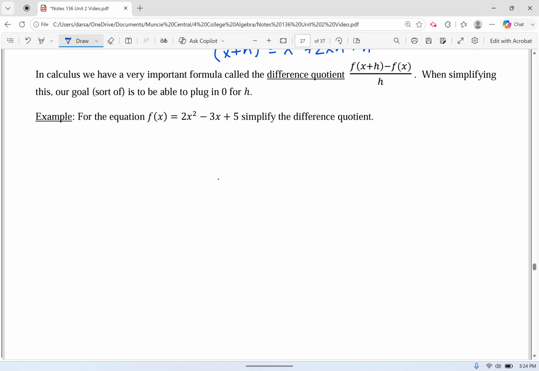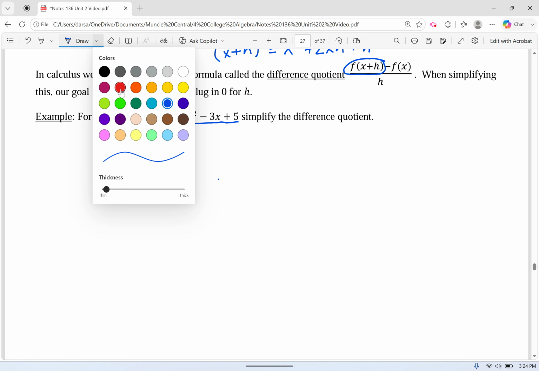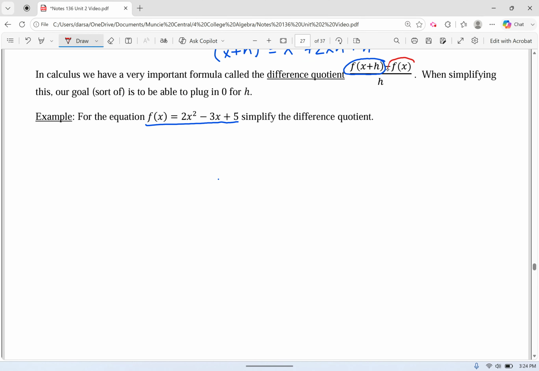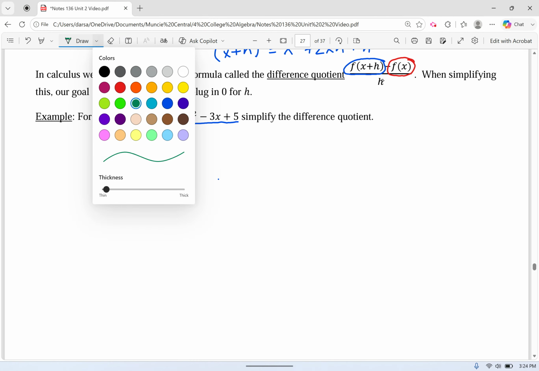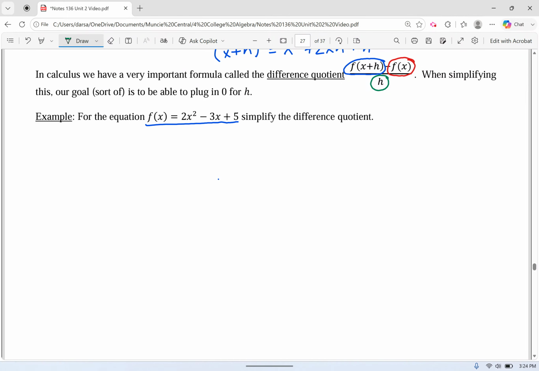Now, let's look at this formula. It has three parts. We have f of x plus h. So you're going to be given a formula or an equation called f of x. Ours is 2x squared minus 3x plus 5. We have to first find f of x plus h. Then there is a second bit to it, which is f of x. And then the whole thing is divided by this number h.